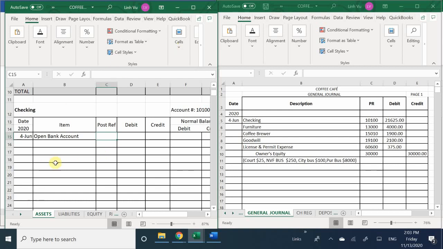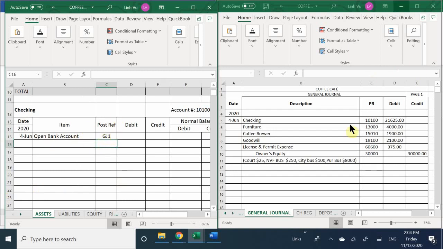Now post reference, okay, so this is going to be different. It's not going to be the same as your account number because you already have your account number here. Instead, this post reference number is going to be your general journal and the page number where this transaction is located. All right, that's my post reference here. So general journal, GJ for short, page number 1.